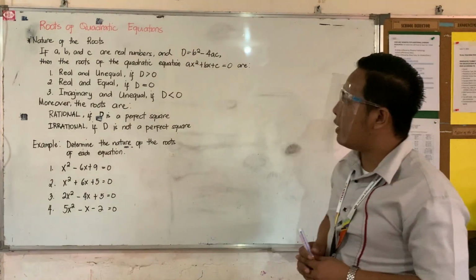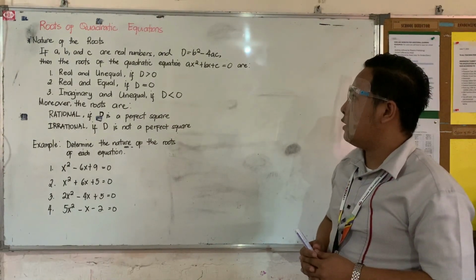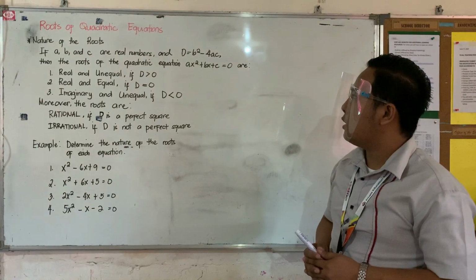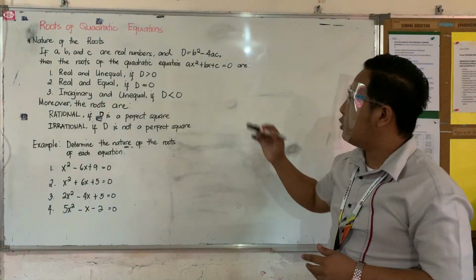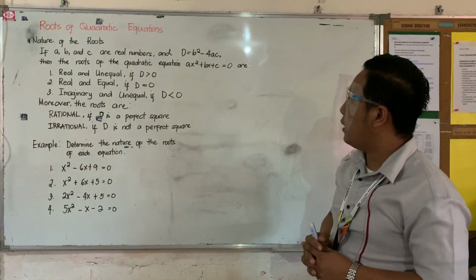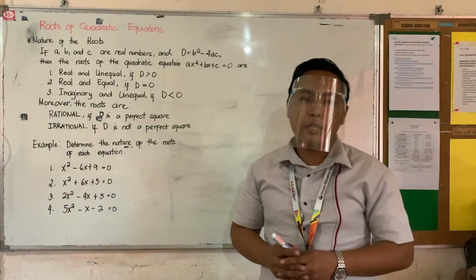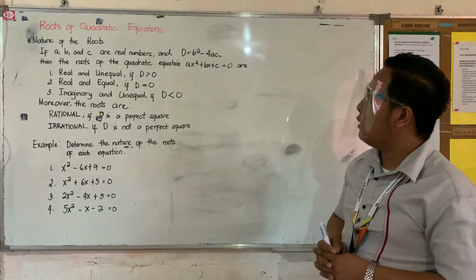Today we will be discussing the roots of quadratic equations. So let's define: if A, B, and C are real numbers and D equals B squared minus 4AC, then the roots of the quadratic equation AX squared plus BX plus C equals 0 are the following. The discriminant provides the information regarding the roots of quadratic equations.